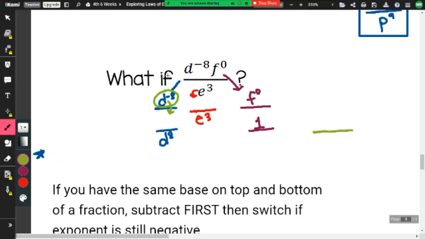And I'm going to think top or bottom. I'm going to go from left to right. The first group is D. D goes where? On top or bottom? Bottom. So D to the power of 8. E, top or bottom? E cubed, or E to the power of 3. 1, top or bottom? Top. And we've put it back together again.